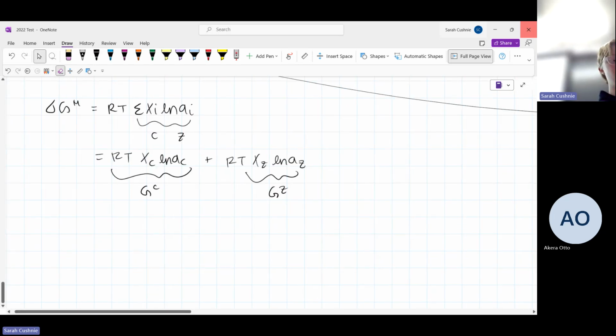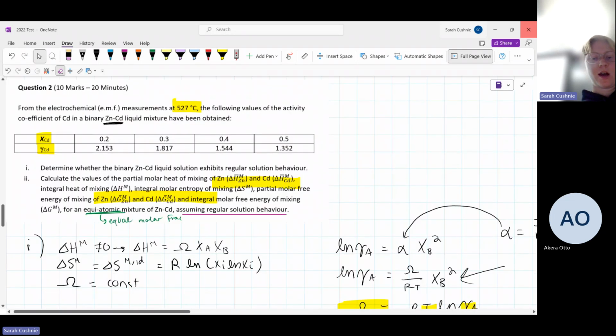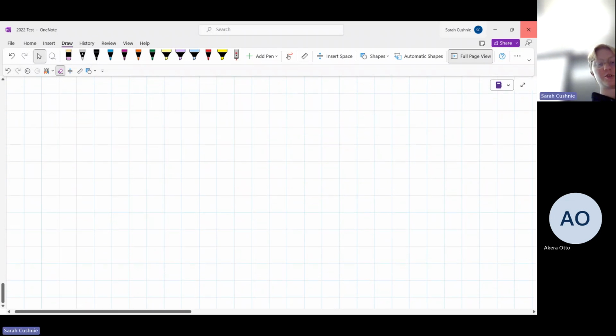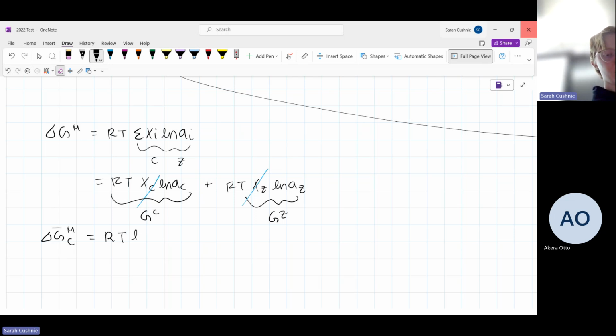If we're talking about just an individual case, it's the partial molar free energy. What we can do is drop the x's, the molar fractions, because instead of only taking 0.6 of the solution, or in this case 0.5, we can just drop that. We can say that delta G of mixing of C is equal to RT ln activity of C, and delta G of mixing of Z is equal to RT ln activity of Z.